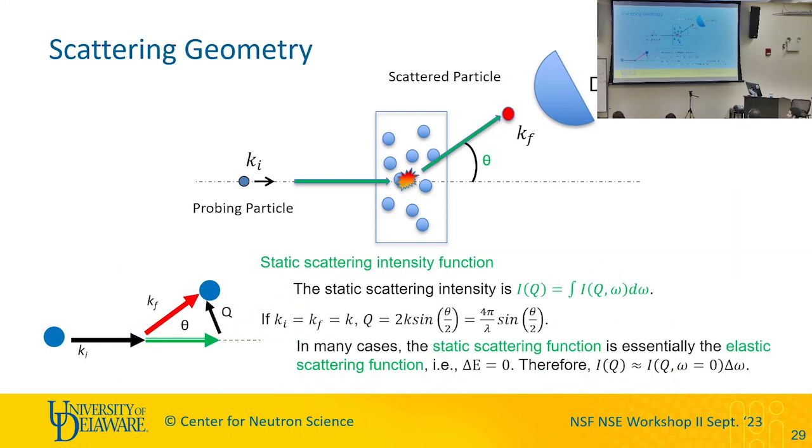And so we have a scattering function, and our static scattering is typically integrated over all this energy difference. So we're just looking at the angular dependence of the total intensity, right? And that's what we're going to be focusing on.